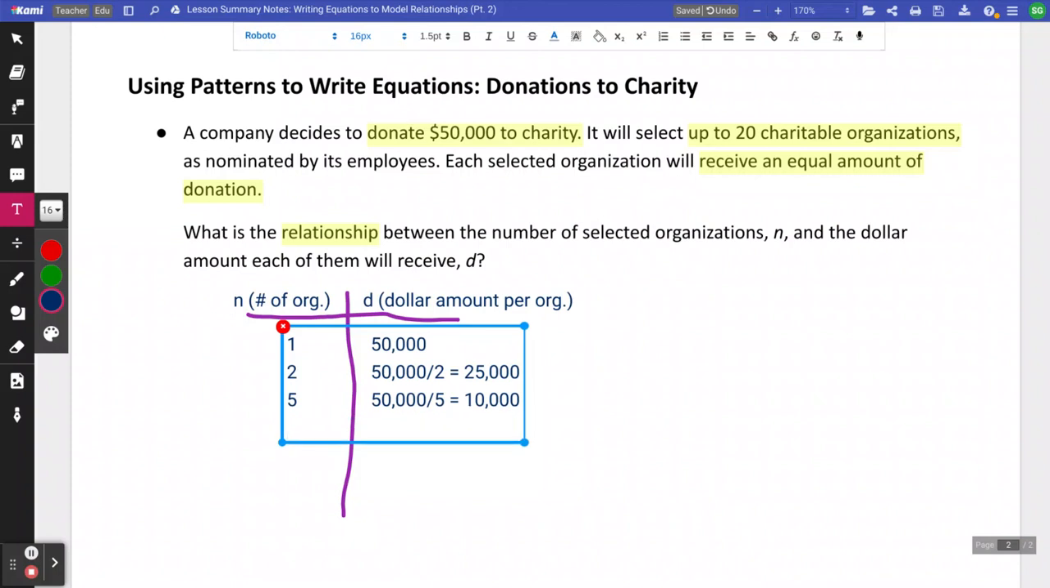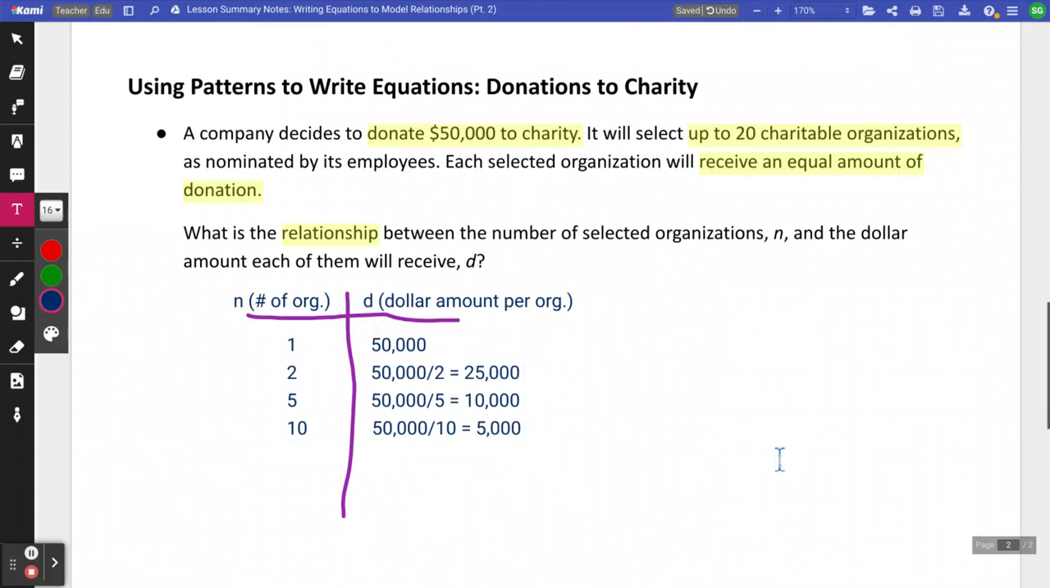And I'm going to pick one number. It doesn't matter which numbers you put there. I'm going to go with, they picked 10 charities. One last one for us to do. How much money would each charity get then? Well, now we're dividing that $50,000, that total money they have, up by the 10 charities. So that would leave $5,000 per charity.